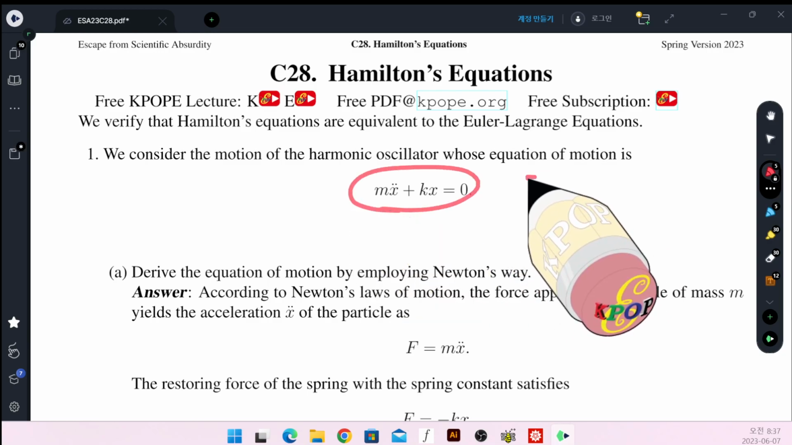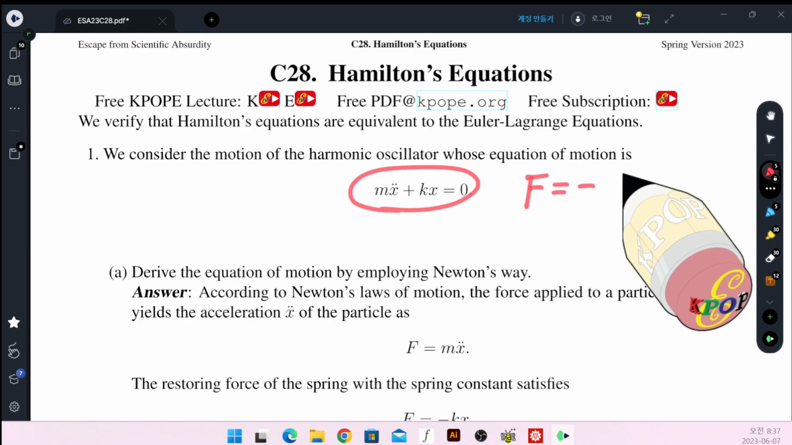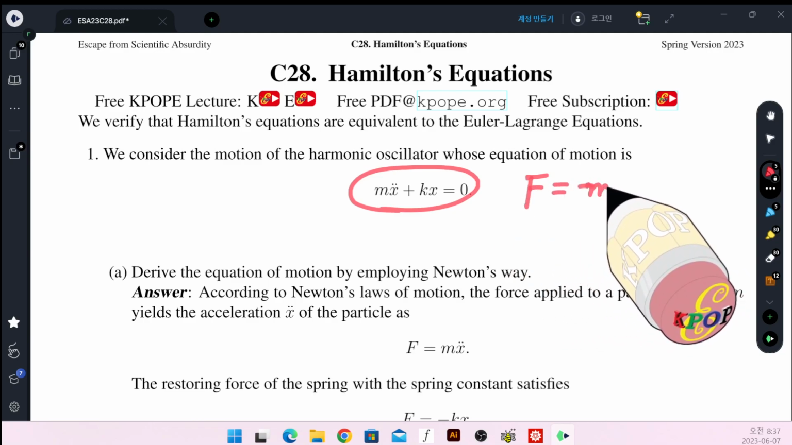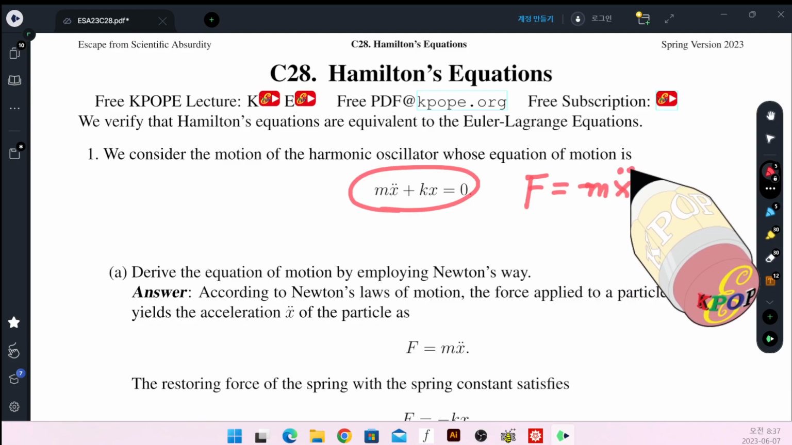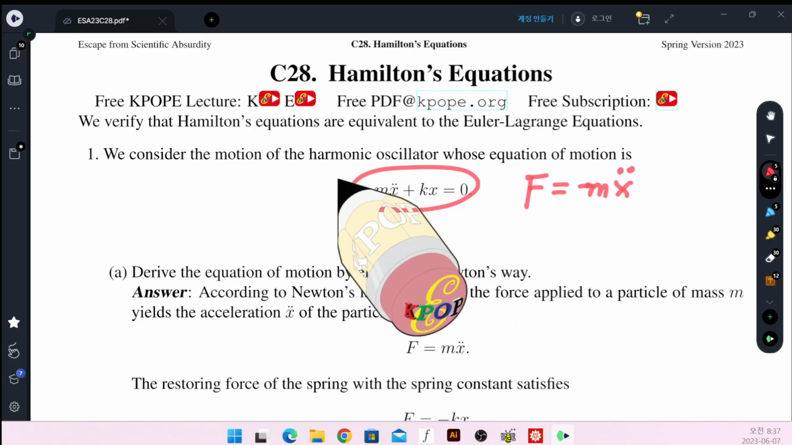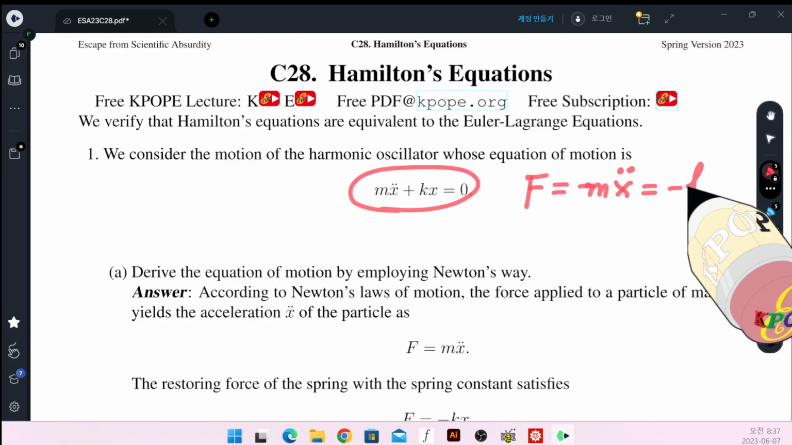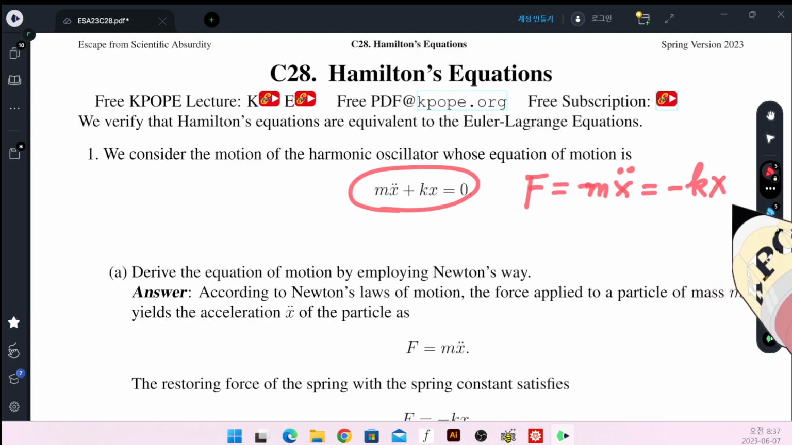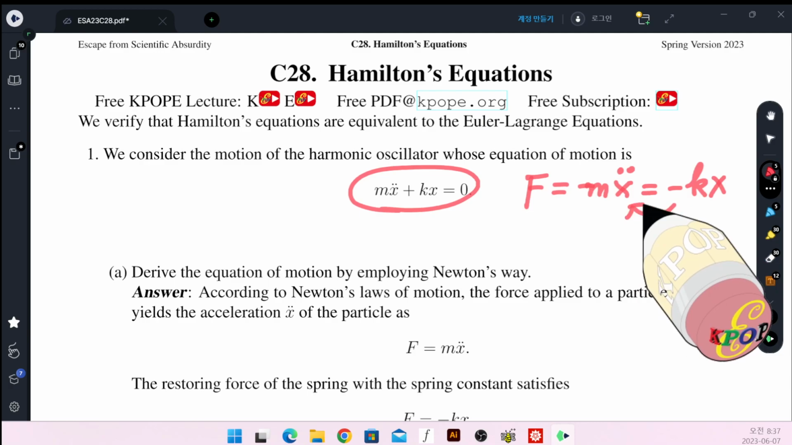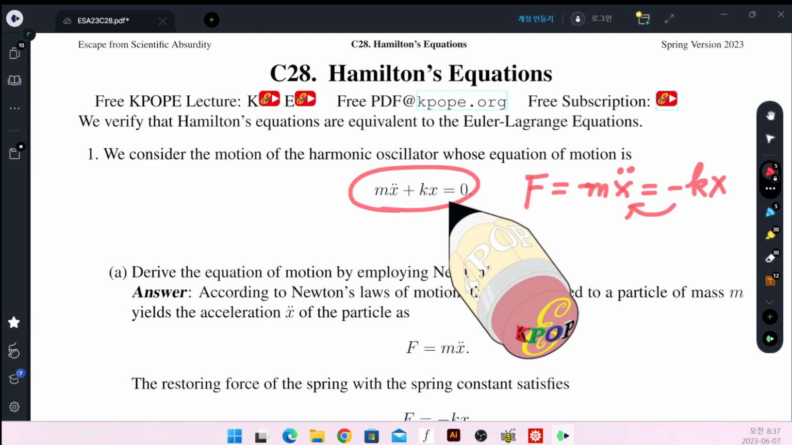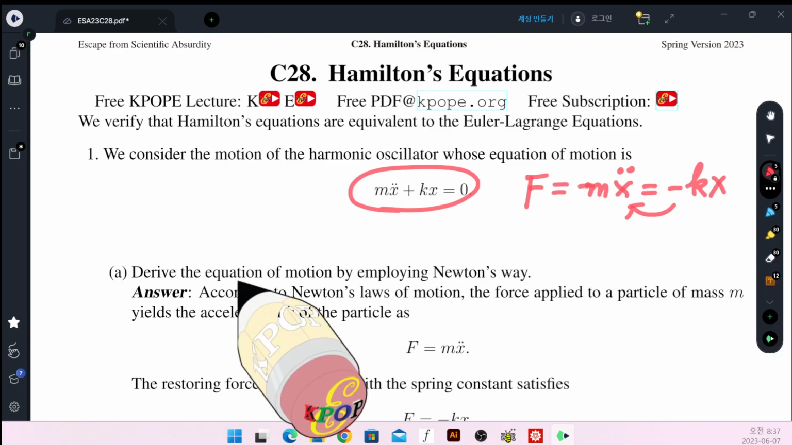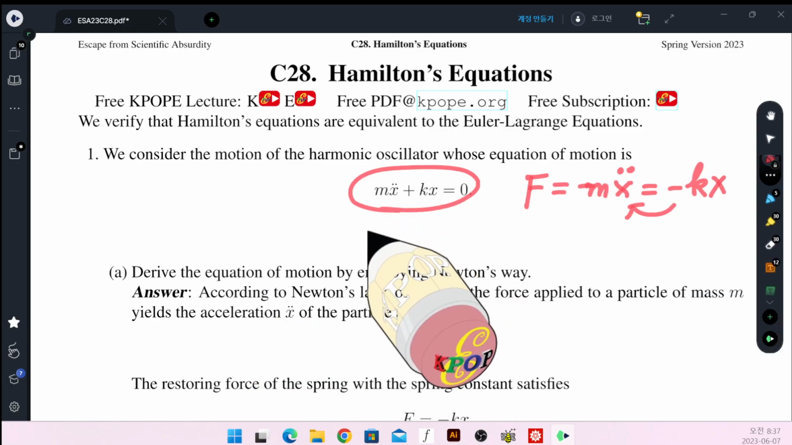We recall that F equals ma, mass times acceleration. The net force applied to a harmonic oscillator is the restoring force, where k is the spring constant, and minus x is the negative value of the displacement of the harmonic oscillator from the equilibrium position. If we move this one to the left-hand side, we obtain the equation of motion. Here, m is the mass of the particle.